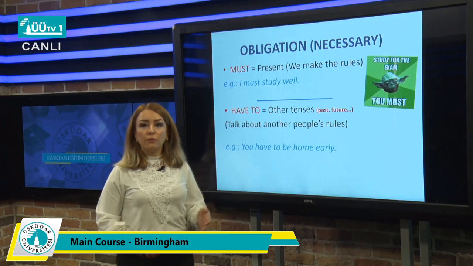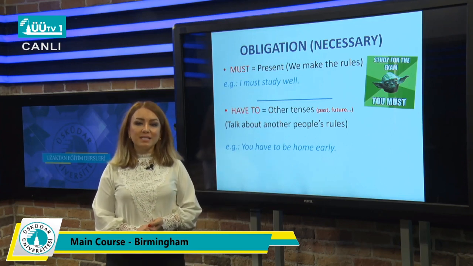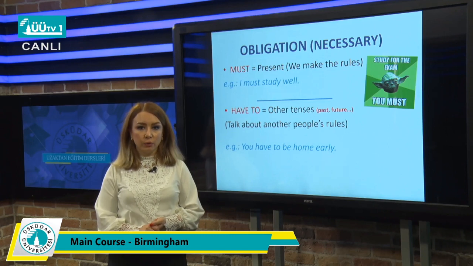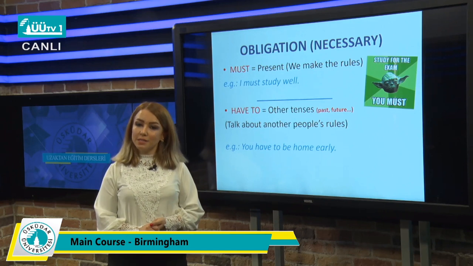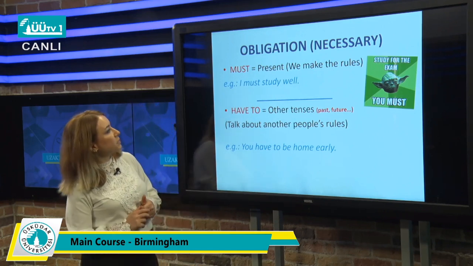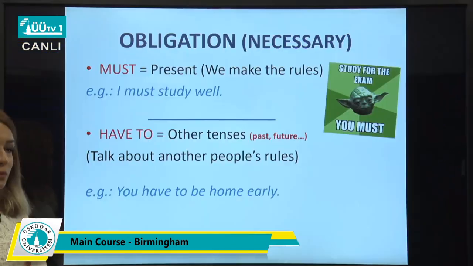For example, when I say I must eat healthy food, it means that I need to do that. It is necessary for me. Let's go through the examples. We use must for present. We make the rules, such as I must study well because I need to do it. It is necessary for me.